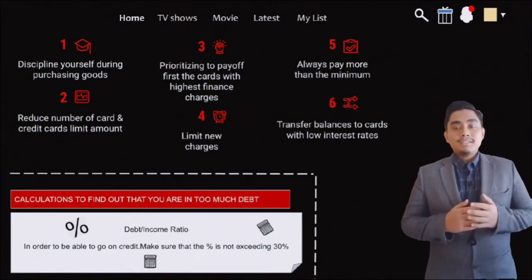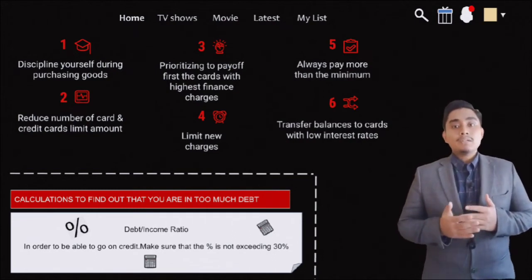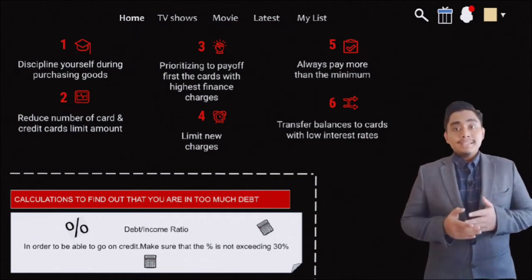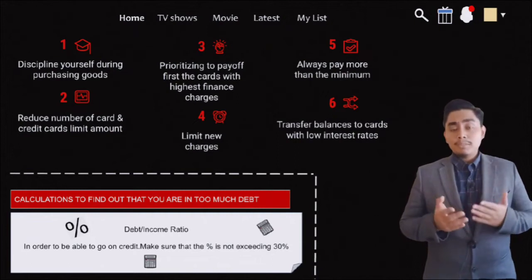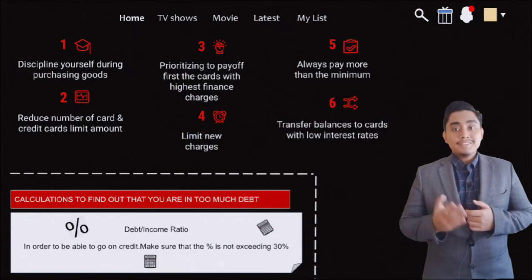Next, I will talk about the calculation to find out whether you are in too much debt. Before we take out a loan, ask yourself this question. Can you afford the loan? Or what do you plan to give up in order to make the payment? Or are you prepared to make this trade-off?